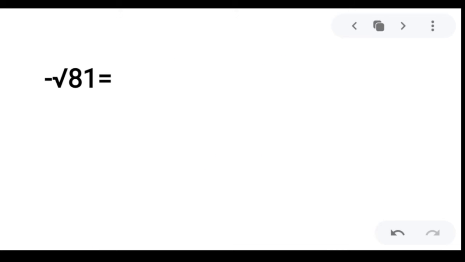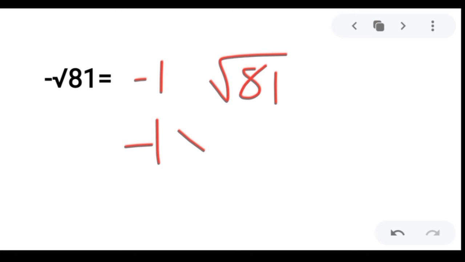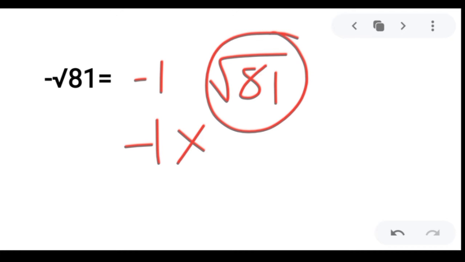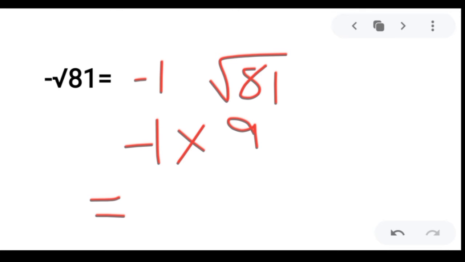The other given is negative square root of 81. Negative 1. Dahil meron siyang imaginary number, square root of 81. Multiply natin sa simplify ng square root of 81 is 9. 9 times 9 is 81, so negative 9.